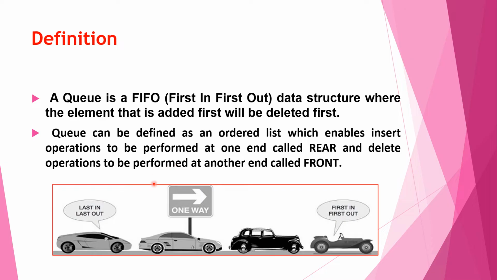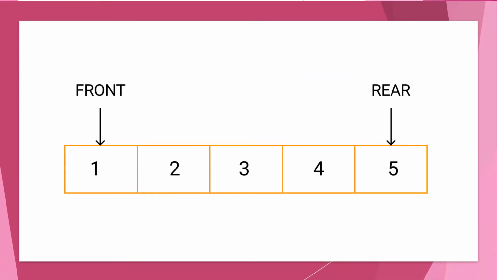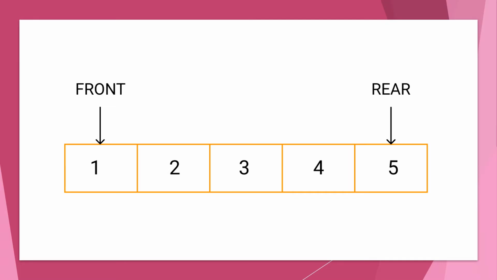Observe the figure. Figure representing queue of cars. Here the first car that entered the runway will exit first. Consider the queue of size 5. Here queue stores 5 elements. Front of the queue is 1 and rear or tail of the queue is 5.